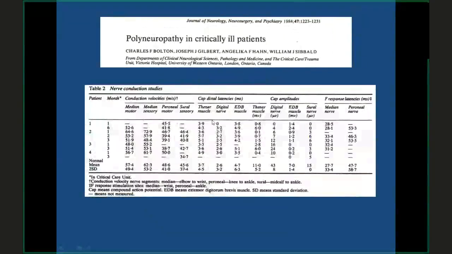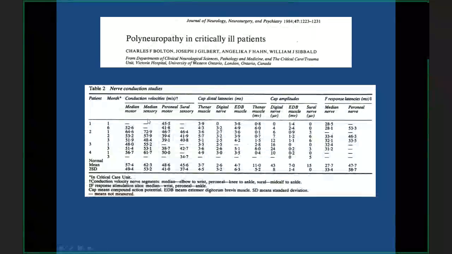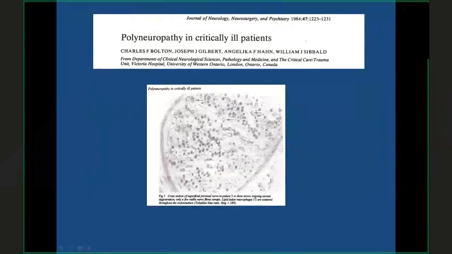They did a nerve conduction study, and the EMG on these patients shows that the conduction velocity and latency are relatively normal or borderline, but the amplitude is significantly reduced. They call this axonal loss, a peripheral neuropathy with axonal loss. They did a nerve biopsy, which shows a significant reduction of nerve fibers.